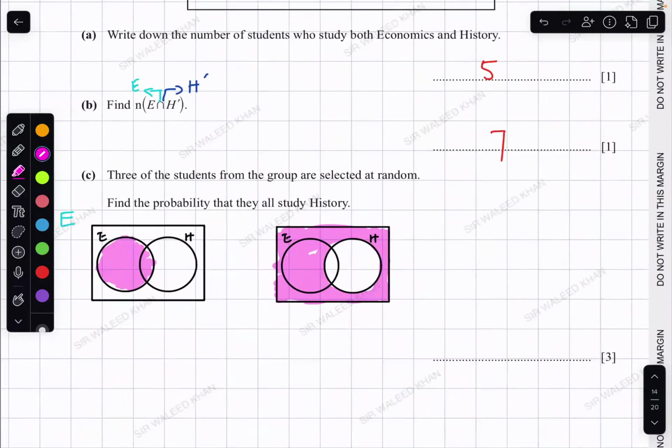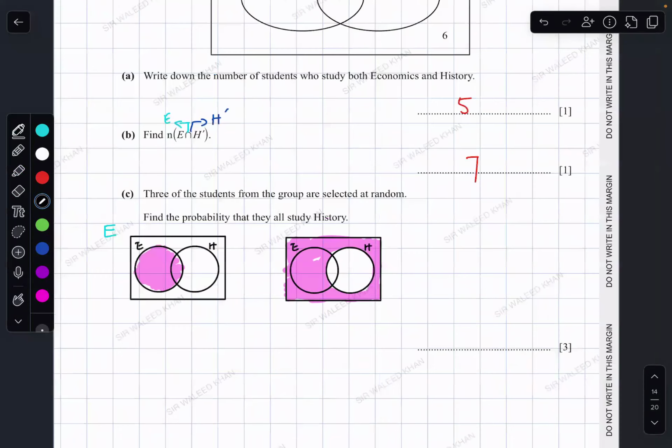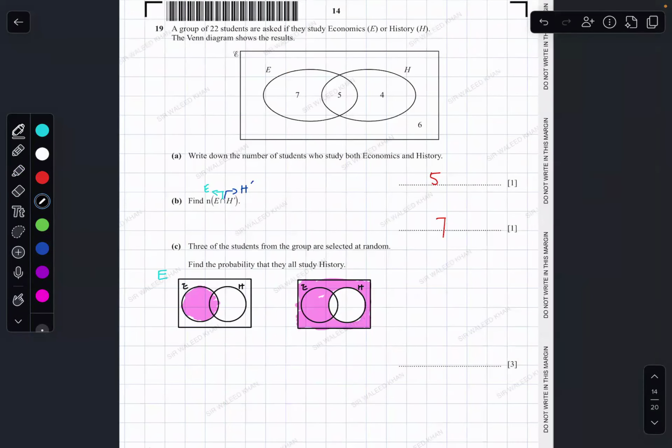And from E, which part has been taken out? The intersecting part with H. Exactly. E except the intersecting part, so that makes E only. Okay. Common region. Is that clear?